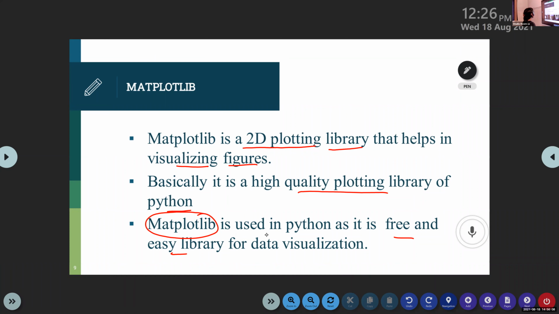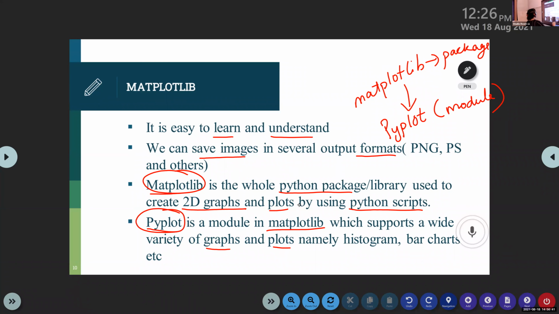Coming to the concept again, matplotlib, as we have said, is a library which is used for visualization. It is a 2D plotting library that helps in visualizing figures. It provides a high quality plotting library and it has been used in Python as it is free and easy to understand. It is a free and easy library for data visualization. Then we have learned that we can save our images in several output formats.